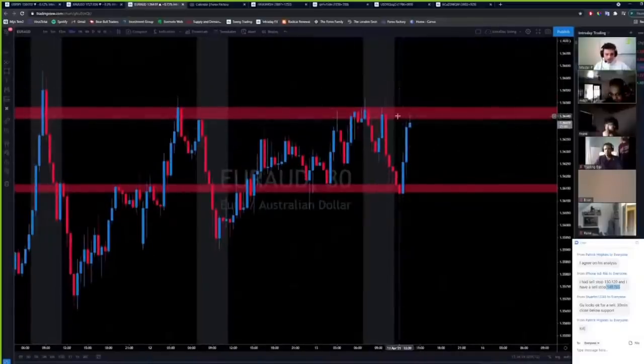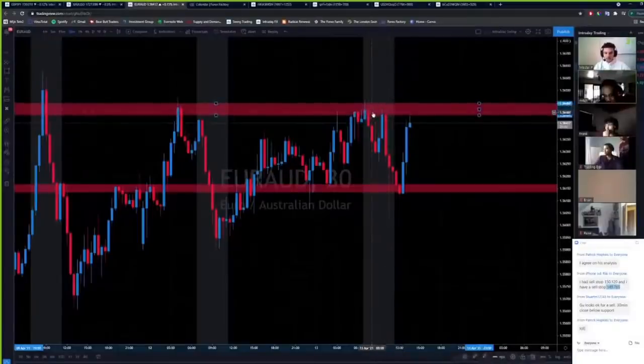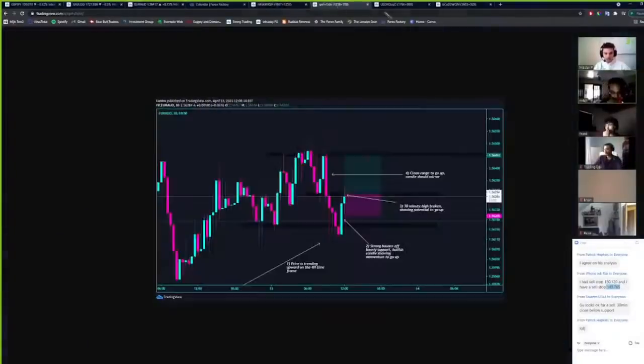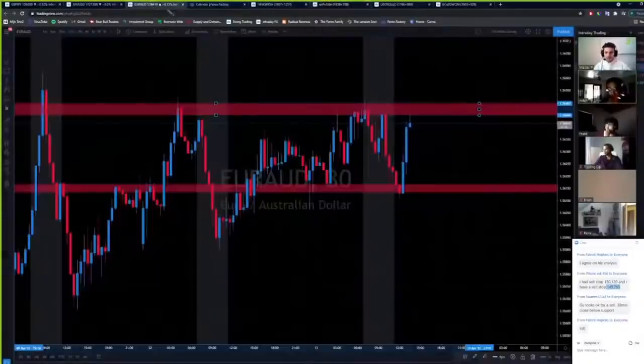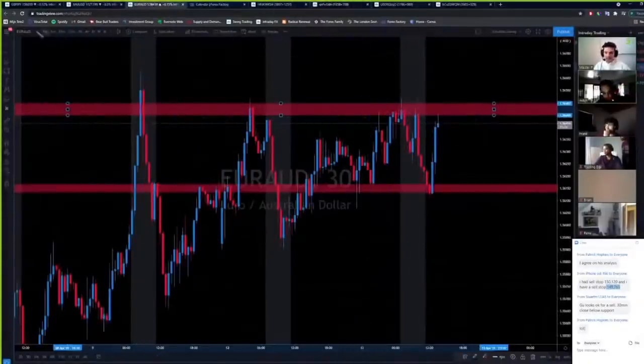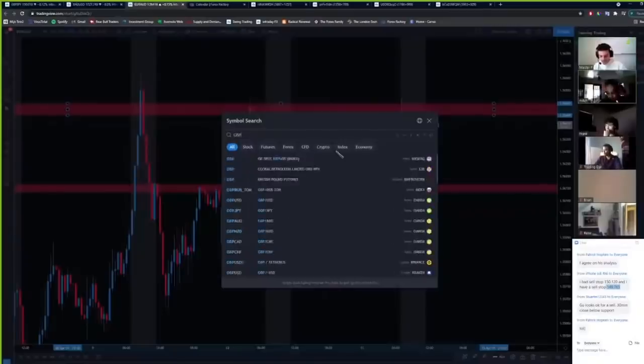And Euro AUD over here hit take profit for somebody. Somebody in the Gulag sent a chart about a Euro AUD right here, and they just hit take profit. Amazing. Congratulations. Let's take a look at GBP USD.